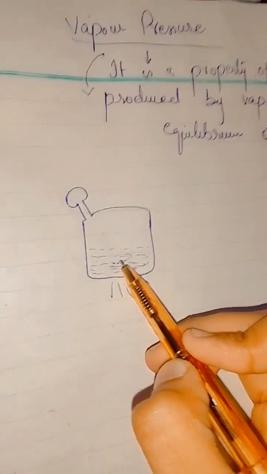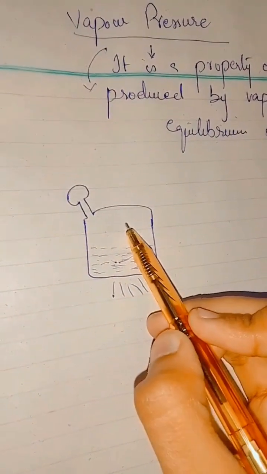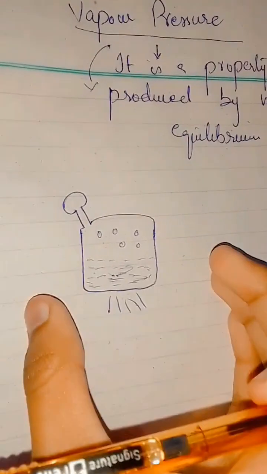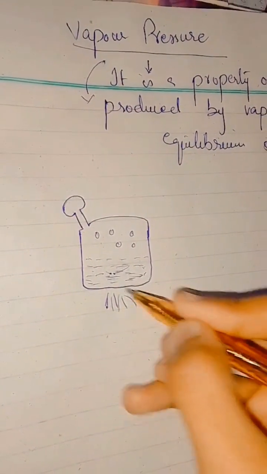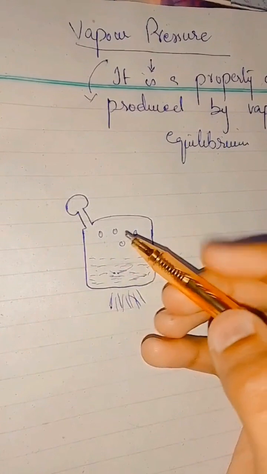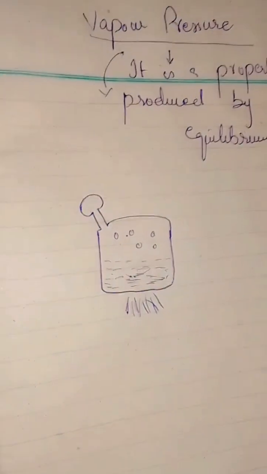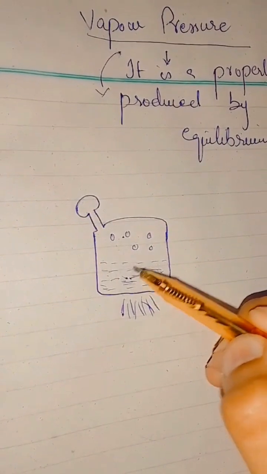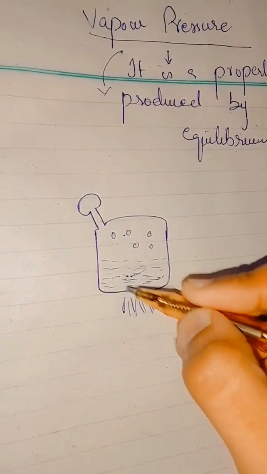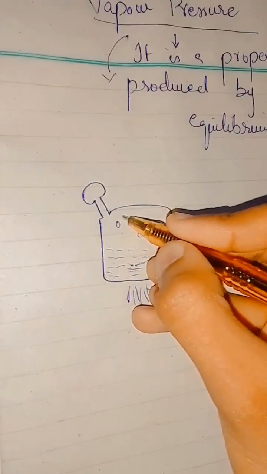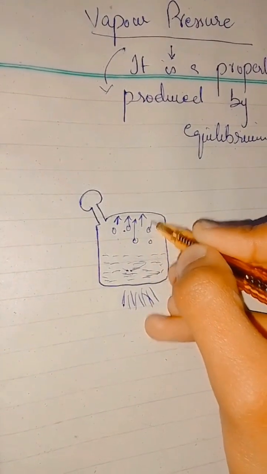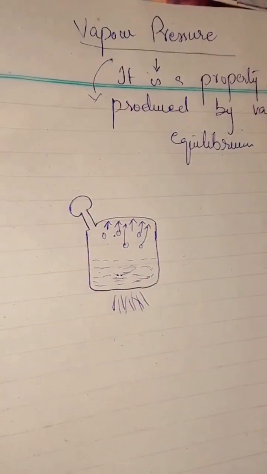will start converting or changing into vapors. With the help of the diagram, just understand that when we heat up a container, the liquid molecules will start changing into vapors, as evaporation is done here. So the liquid molecules will convert into vapors. As they are converting into vapors, these vapors will strike that lid, that covering. The vapors will start striking the lid.